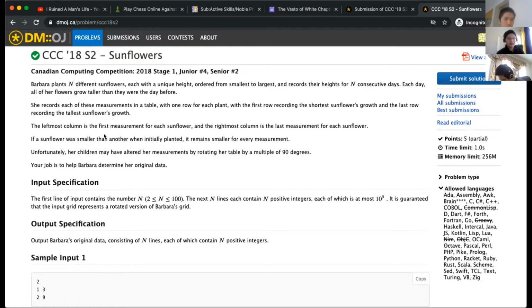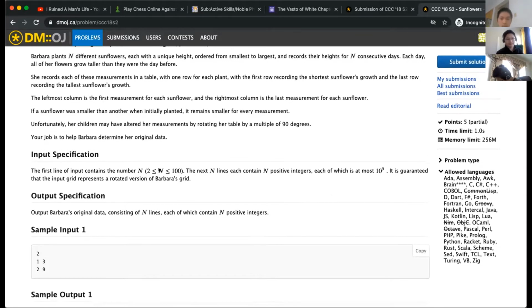If a sunflower is smaller than another when initially planted, it will always remain smaller for every measurement. However, unfortunately, her children have altered the measurements by rotating her table by multiples of 90 degrees. Your job is to help Barbara determine her original data.